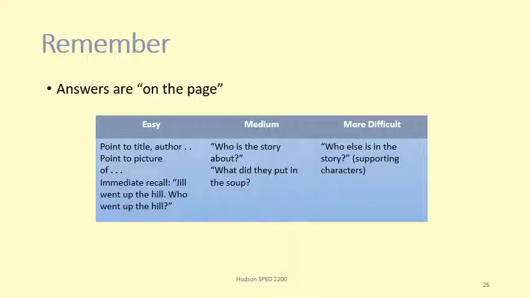For those of you who were in SPED 2200, you'll remember you did an activity where you took each of the levels of Bloom's taxonomy and developed questions that addressed either easy, medium, or more difficult levels of complexity for each of the Bloom's taxonomy levels. The next few slides are a reminder about what those could look like and how you can vary the complexity of the questions you ask depending on what your student understands about comprehension.